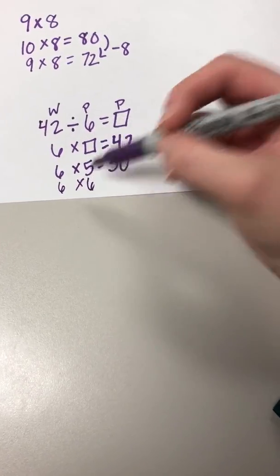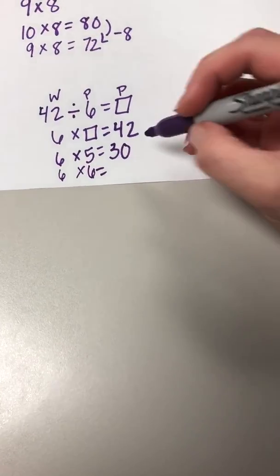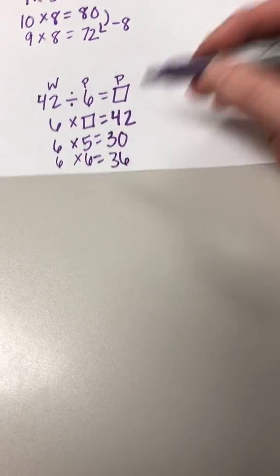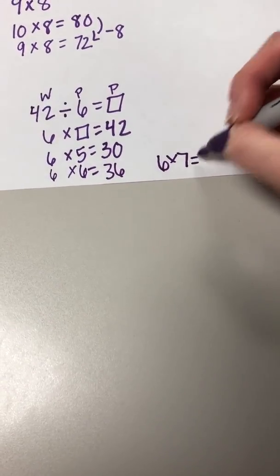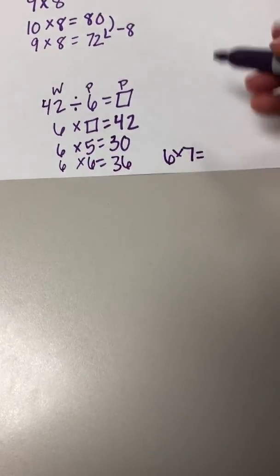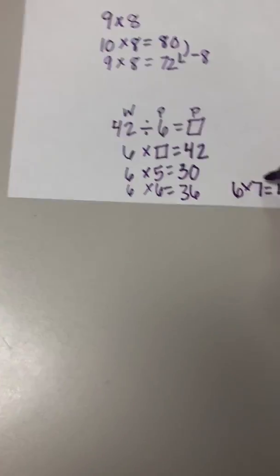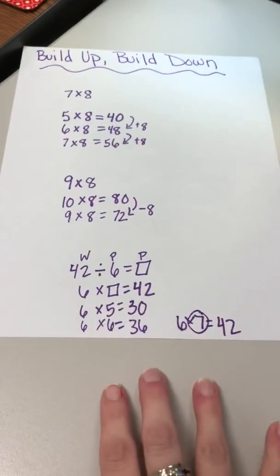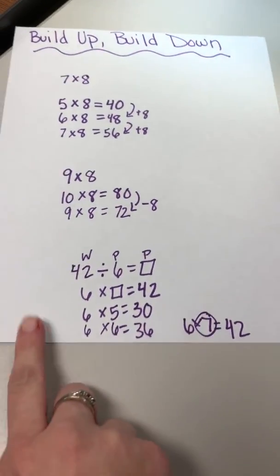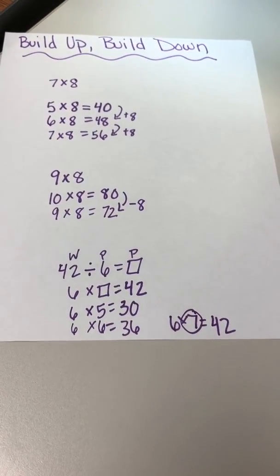6 times 6, and see, okay, 6 is staying the same here, so that's another group of 6, so that's 36. I need another one, so this time 6 times 7 is 36 plus another group of 6, which is 42. So I got to 42 and I can see that the answer is 7. Again, this strategy is called build up, build down. It's useful for helping with multiplication facts you don't know, as well as helping solve any division facts that you don't know.